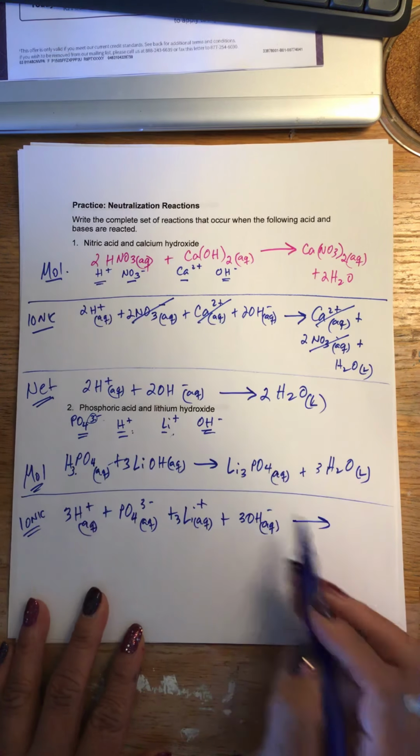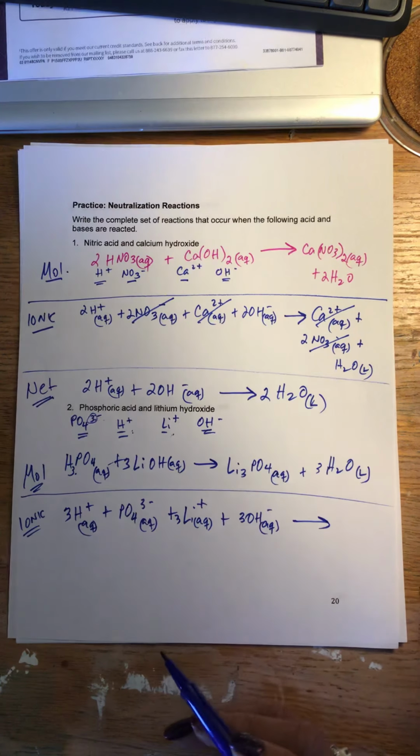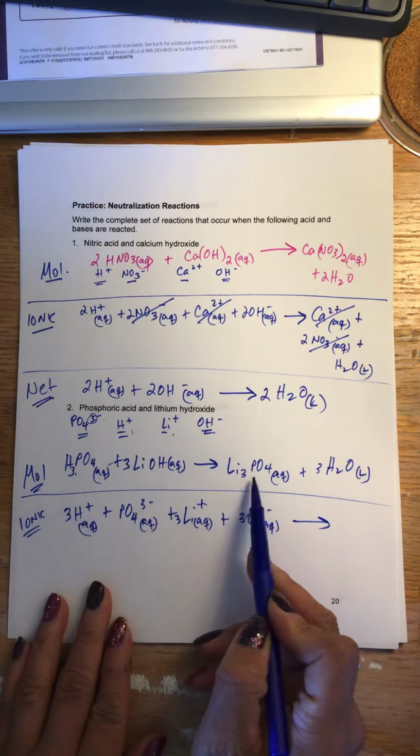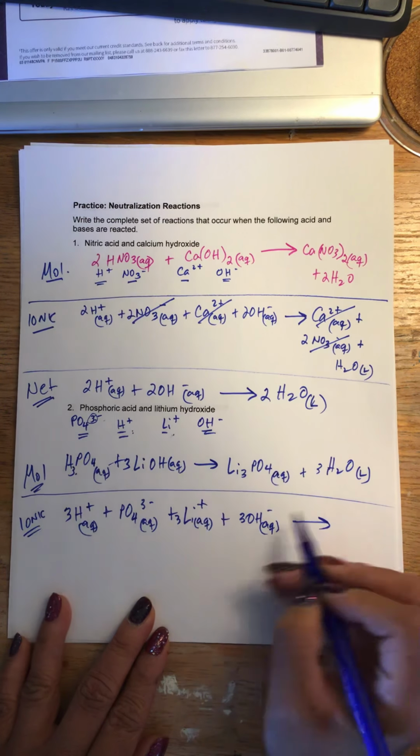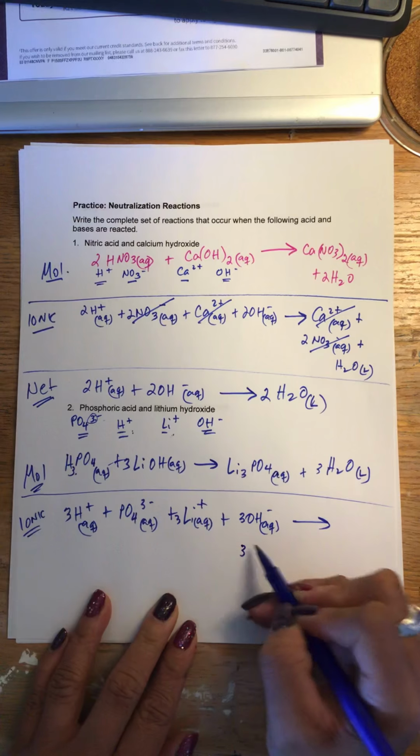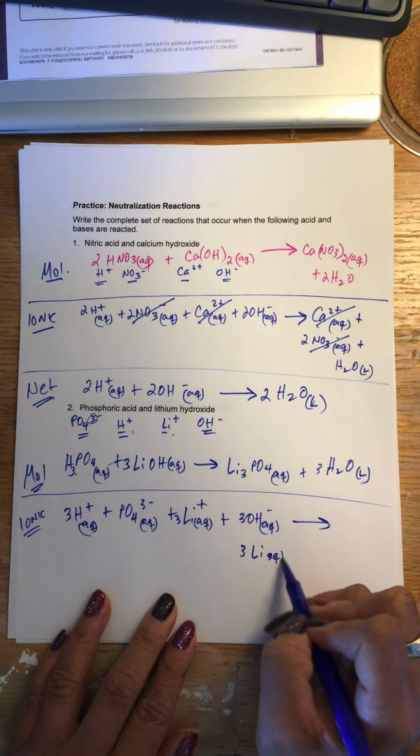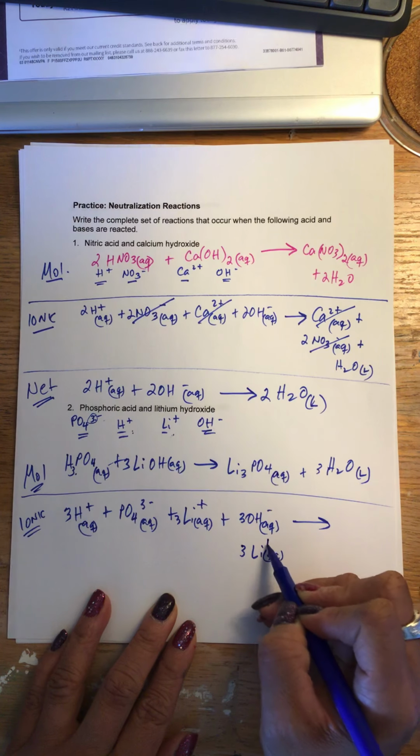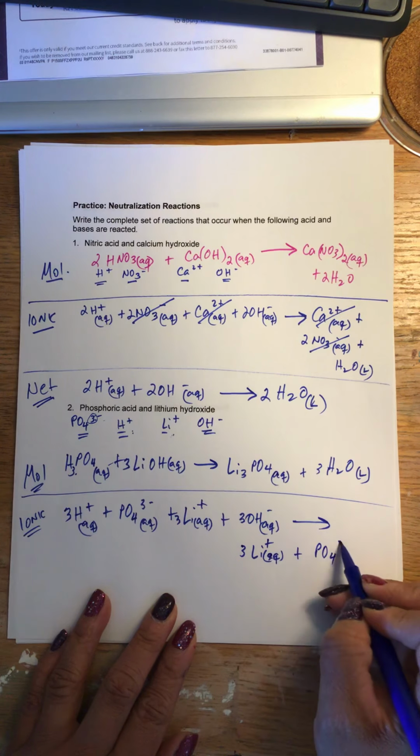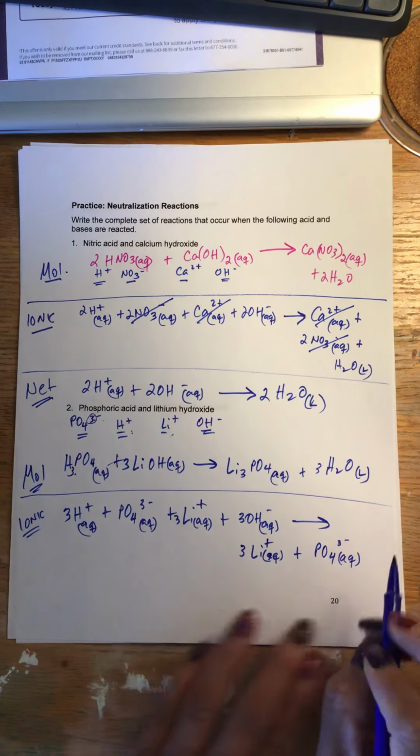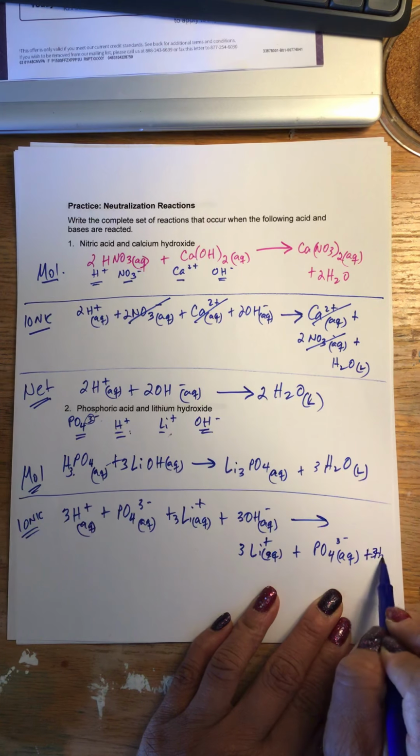And on the product side, lithium phosphate, again looking it up on the solubility chart, it is soluble. Phosphates are soluble combined with the group 1 metal. So this is going to break down into 3 lithium plus aqueous, and phosphate, you only have 1 of those, aqueous, plus 3H2O liquid.